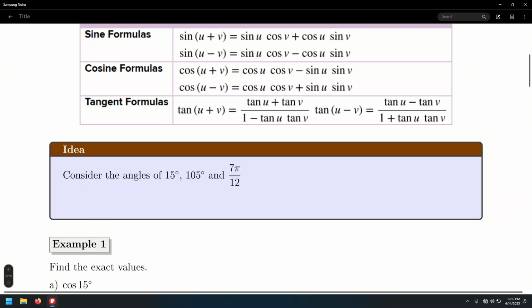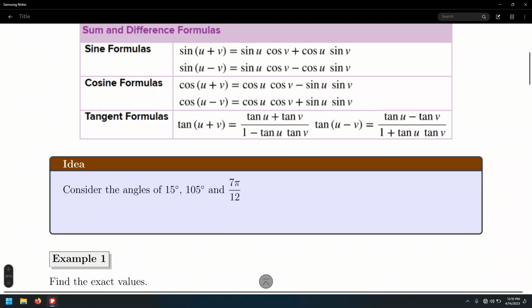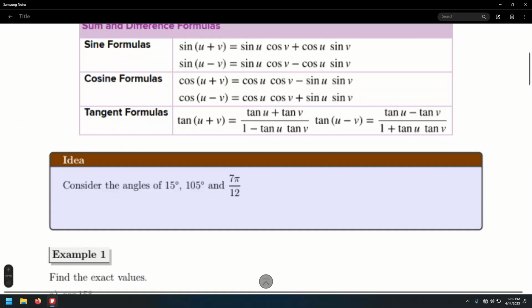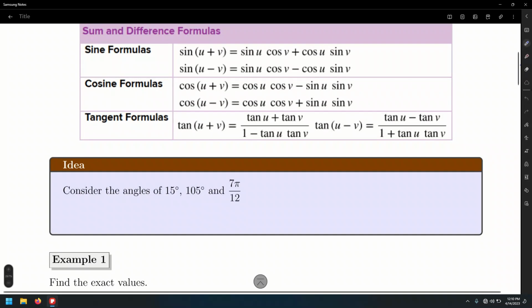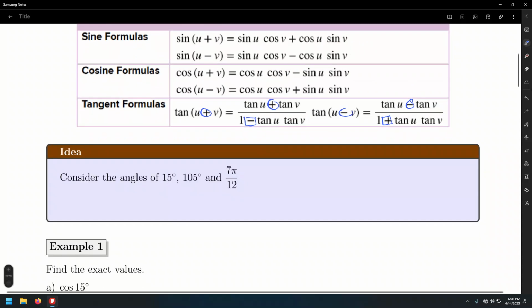Just so you can see the differences between the formulas, how they change in sign, and how the sine ones and the cosine ones are different. For the tangent formulas, we have an addition or a subtraction depending on what we have initially. Then the term in the denominator changes the sign to the opposite of what we have, and that's 1 plus the product of the tangents. Of course we're going to see this in action by evaluating some quantities.